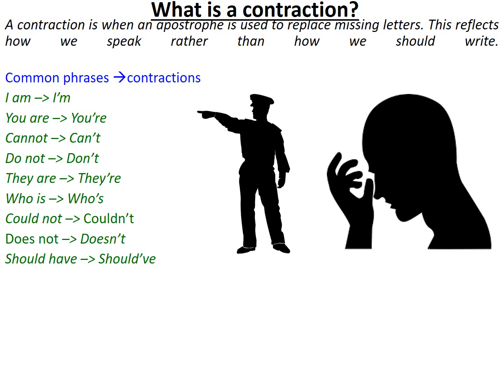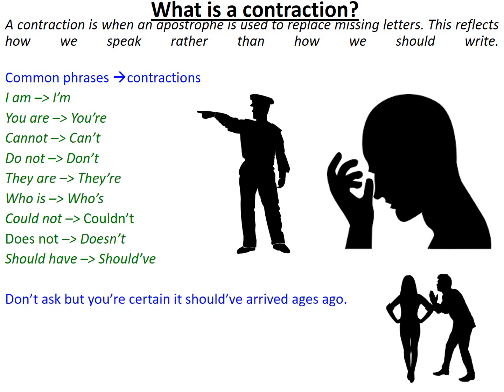So imagine this is a conversation that's happening and someone says, don't ask, but you're certain it should've arrived ages ago. Without the contractions in that sentence, it would say, do not ask, but you are certain it should have arrived ages ago. Now, it might seem like seconds added to the conversation or the dialogue of this person who's speaking, but actually it's an unnecessary addition. We can get straight to the point just by using contractions.